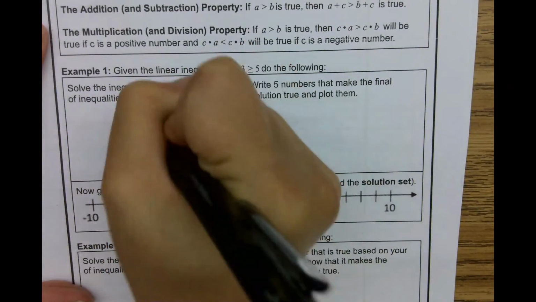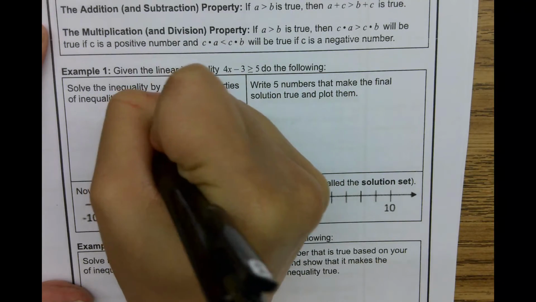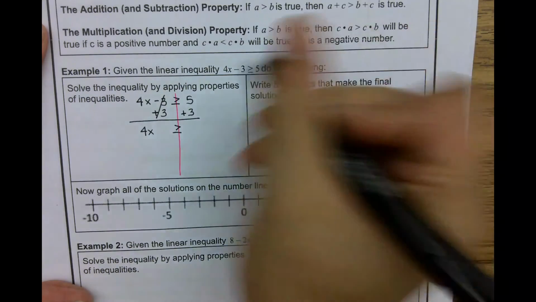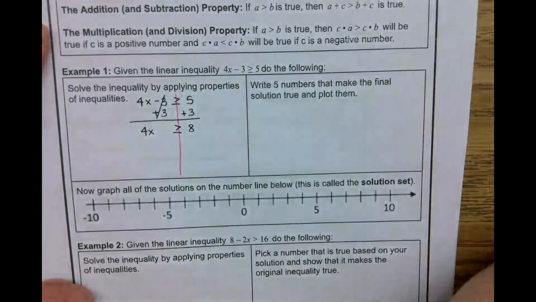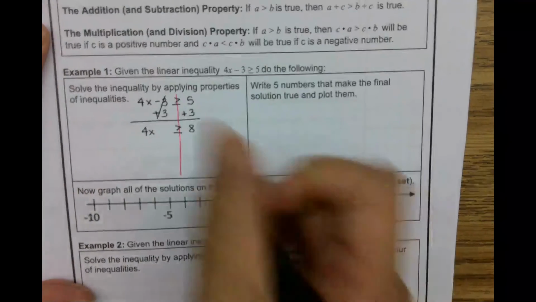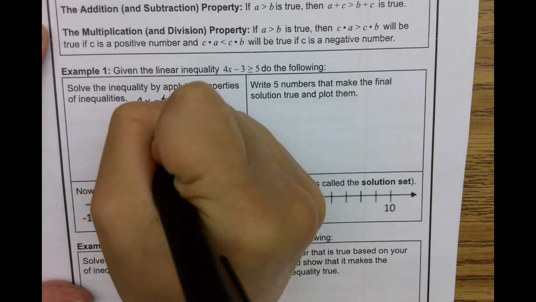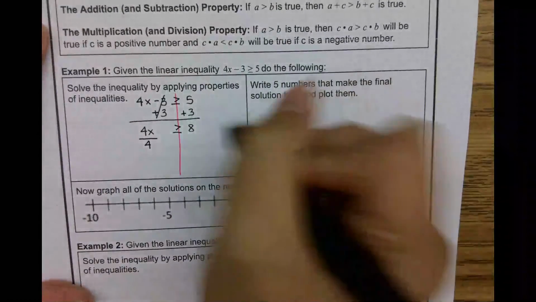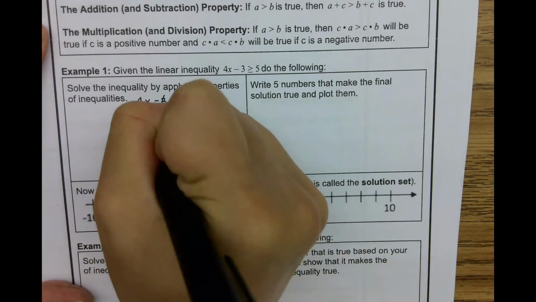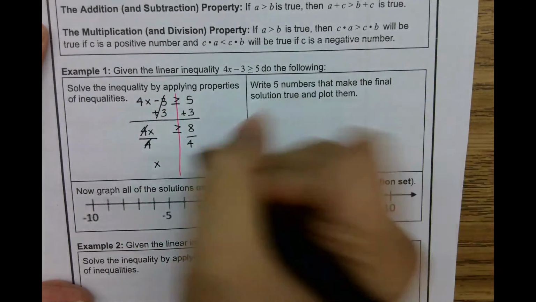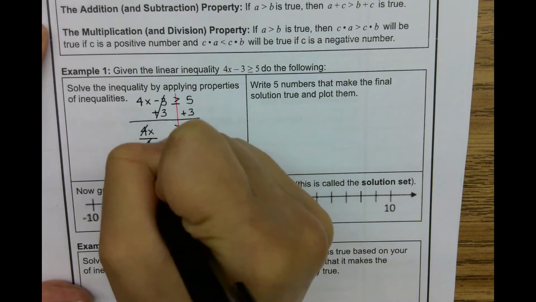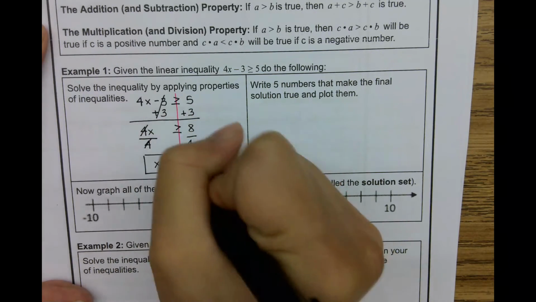So this cancels, leaving me with 4x. Greater than or equal to still stays there. 5 plus 3 is 8. Same as an equation, it's just now an inequality symbol. Then, to get rid of that 4 times x, I'm going to do the opposite by dividing by 4. This cancels, leaving me with 1x greater than or equal to 8 divided by 4, which is 2. So this is my answer: x is greater than or equal to 2.